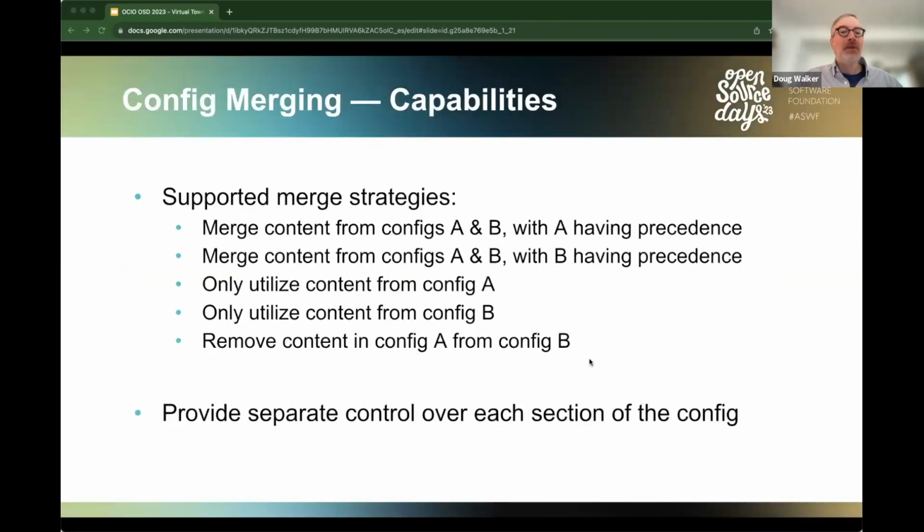So I list here some of the various merge strategies that will be supported. So, for example, to merge the content from config A and config B, with A having precedence, meaning that if both configs have an item with the same name, the one from config A would be used.